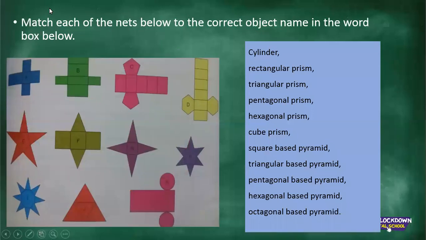All right, on the left, we have our nets, and then on the right, we have the name for the three-dimensional shape. So when we answer, you will write A, and the name of the prism or a pyramid or a three-dimensional shape. This is the name B, the name C, the name.